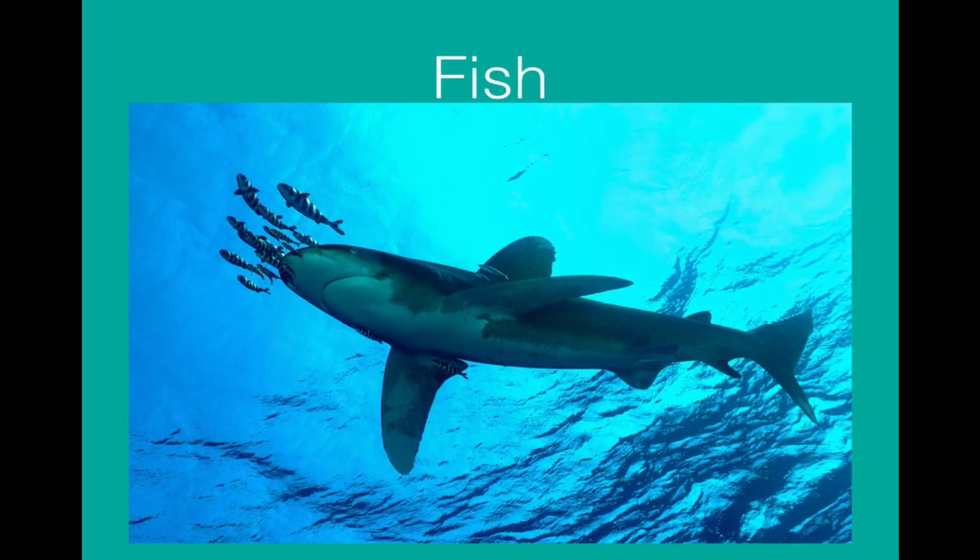The final group are the fish. The fish have gills to get oxygen out of the water. They have modified limbs into fins, which help with stability and providing thrust through the water. They have wet scales covering their skin. Those scales can be large or they can be small. And again, they're poikilothermic, so they rely on the environment for their body temperature.